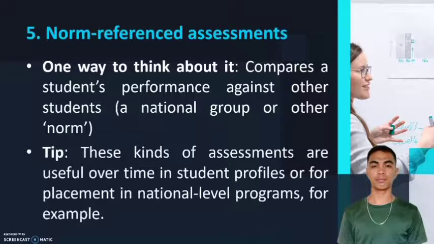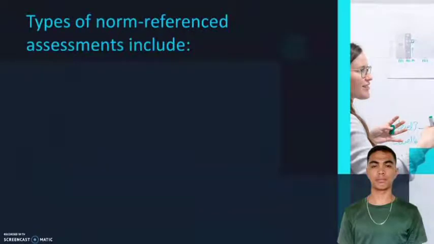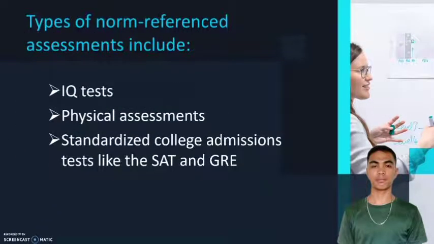Next is the tip. These kinds of assessment are useful over time in student profiles or for placement in national level programs. For example, they include three types of norm reference assessment. First is the IQ test, physical assessment, and the standardized college admission tests like the SAT and GRE. So that is all my report.